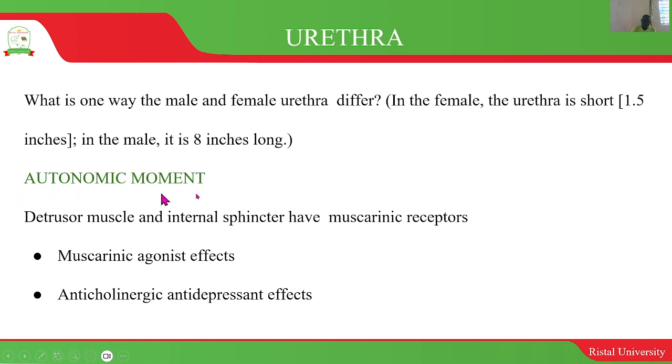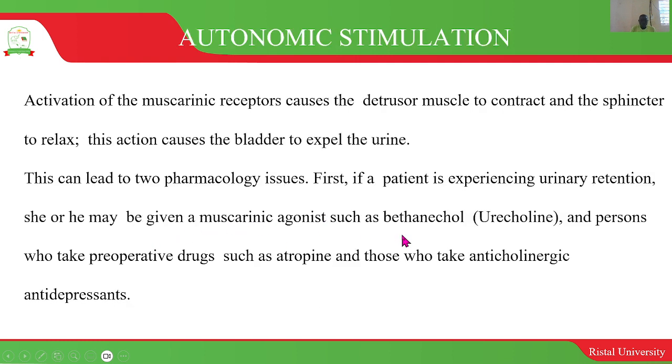Autonomic innervation: the detrusor muscle and internal sphincter have muscarinic receptors, so there are muscarinic agonist effects, and then also we have the anticholinergic antidepressant effects. So certain muscarinic agonists affect the function of the sphincter, and also the anticholinergic antidepressant drugs also have effects on the detrusor muscle. Autonomic stimulation, we said, activation of the muscarinic receptors causes the detrusor muscle to contract and the sphincter to relax. This action causes the bladder to expel the urine.